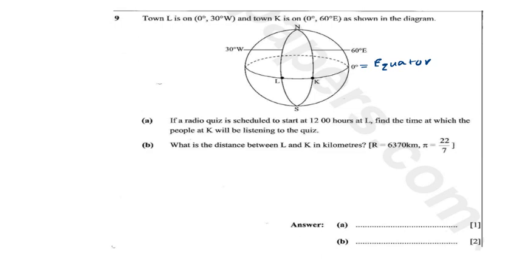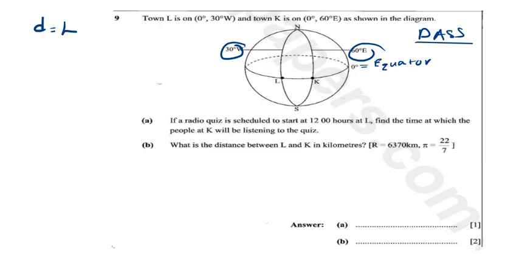So question A is saying, if a radio quiz is scheduled to start at 12 hours at L, find the time at which the people at K will be listening to the quiz. So how can you find the time? You can only find the time if you know the difference in longitudes. So we have to find the difference in longitude, so the longitude of L.